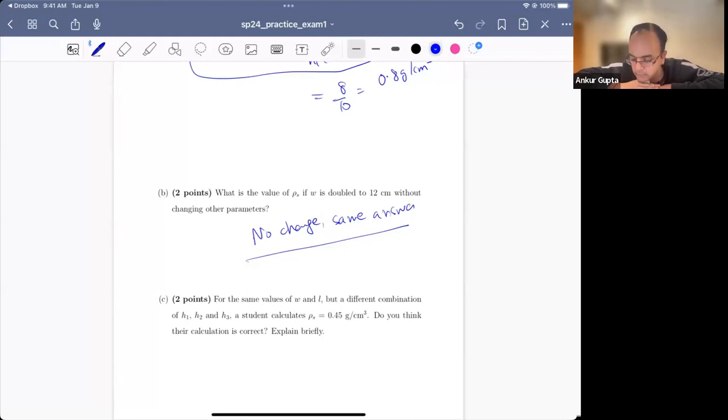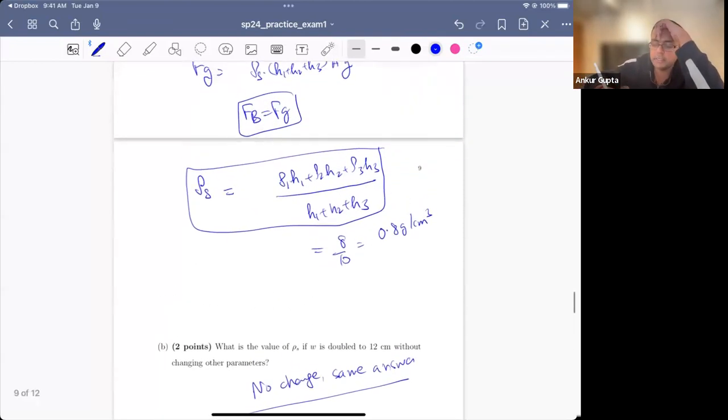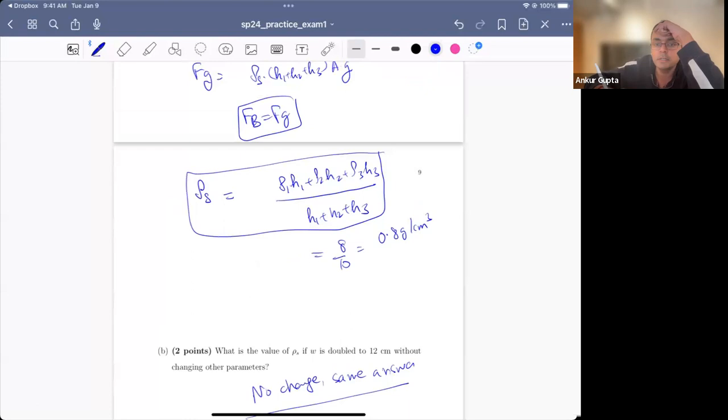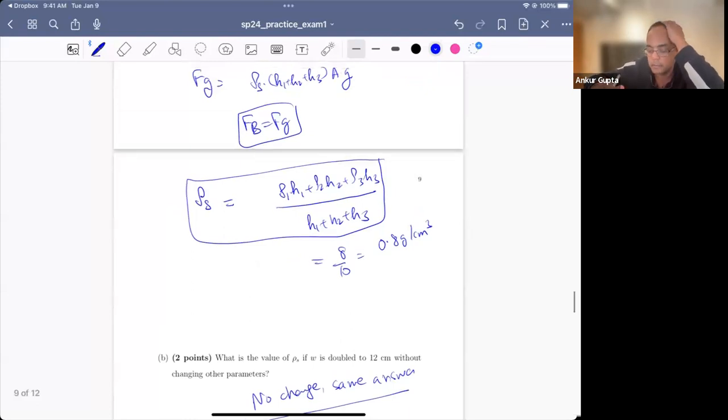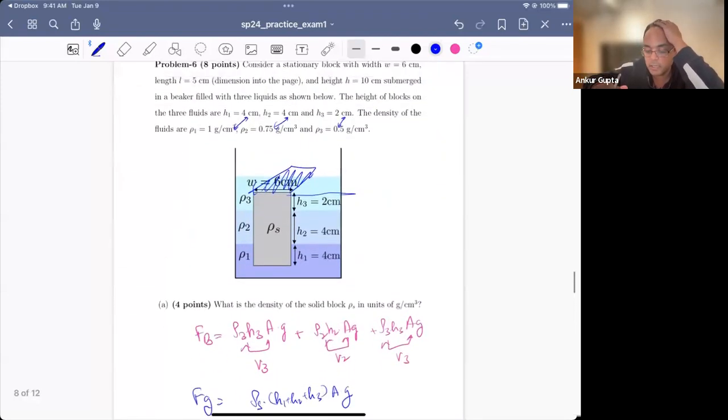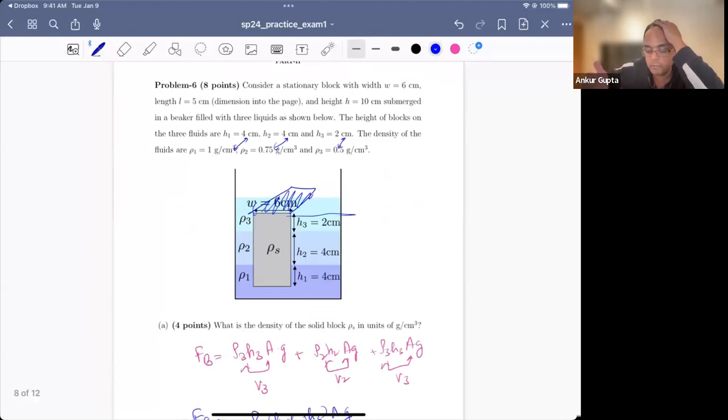Now, for the same value of W and L, but a different combination of H1 and H3, a student calculates rho s of 0.45 gram per centimeter cube. Do you think their calculation is correct? Explain briefly. So essentially they're calculating density through this formula, or some other formula they might have derived, and they find rho s is 0.45.